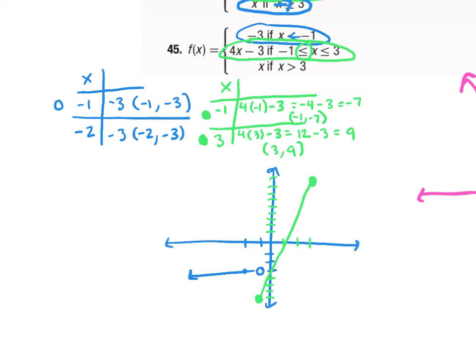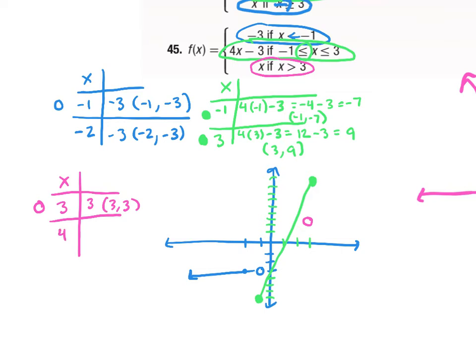All right, now our third piece, we have x if x is greater than 3. So what are we going to plug in first here? 3. When we plug in 3, what do we get? 3. So what's our point? 3, 3. So do we have an open circle or closed circle? Open circle. We go to the right 3 and up 3. Put an open circle.